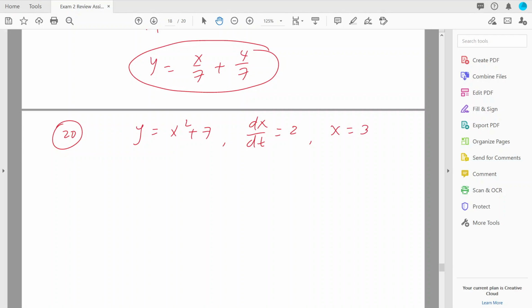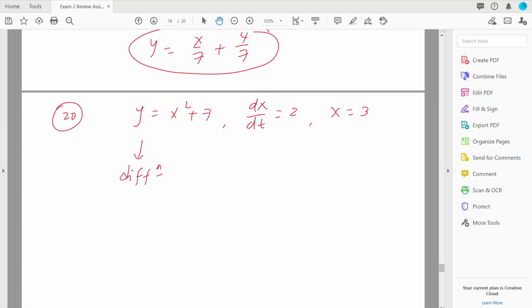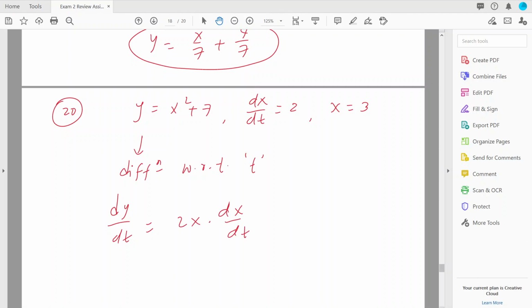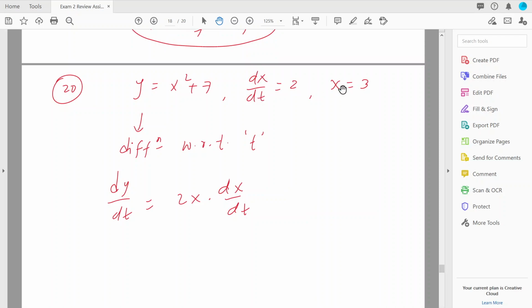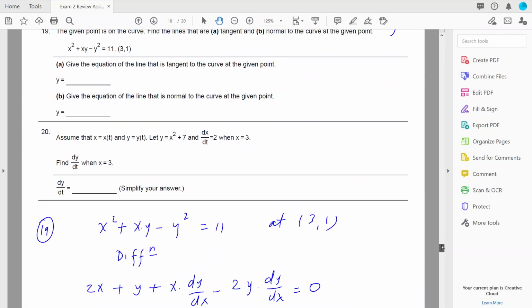So we need to find dy over dt. So just differentiate this equation. Differentiate means find the derivative with respect to t. So it will be dy over dt equals 2x times dx over dt. Now we need to find dy over dt when dx over dt is 2 and x is 3. So just plug in x is 3 and dx over dt is 2. So it will be 12. That's problem 20.